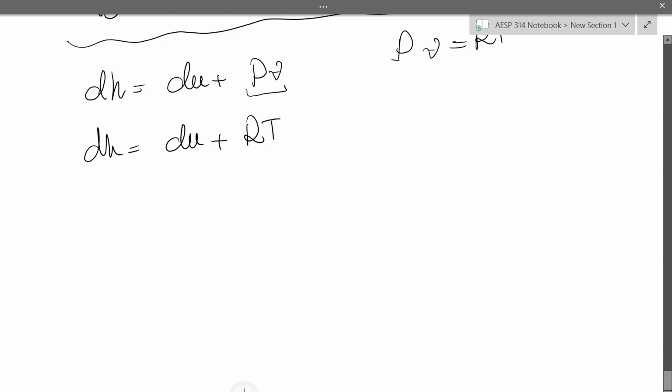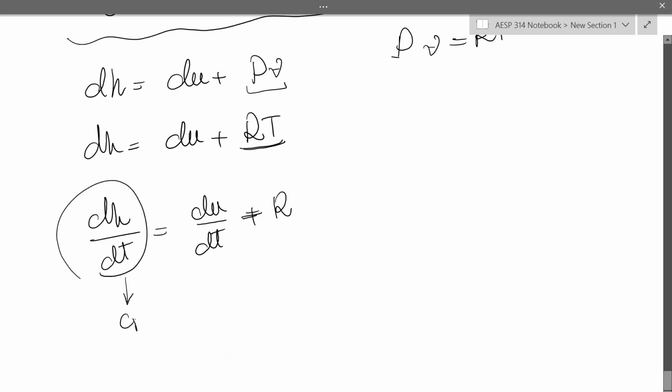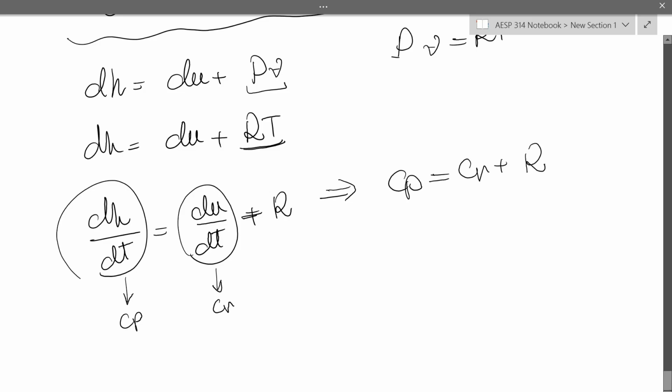And let's take the derivative with respect to t. dH/dt equals du/dt plus, if you take the derivative of this with respect to t, you are going to end up with an R, right? This is the definition of Cp. This is the definition of Cv, which essentially means that for an ideal gas, Cp is equal to Cv plus the gas constant. That's the specific gas constant, yes.